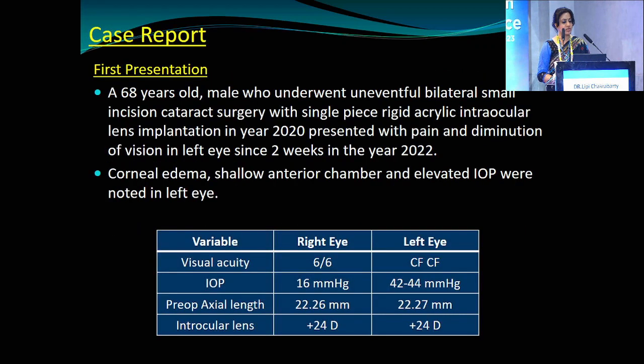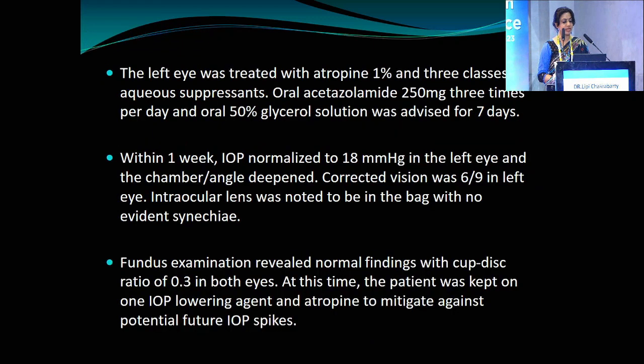So, the case report, first presentation: a 68-year-old male who underwent uneventful bilateral small incision cataract surgery in the year 2020, presented with pain and diminution of vision unilaterally in the left eye in the year 2022. So after 2 years of cataract surgery, he presented with features of malignant glaucoma: corneal edema, shallow anterior chamber, and elevated IOP noted, 42 to 44 millimeters of mercury. Pre-op axial length was almost normal in both eyes with an intraocular lens implanted of plus 24 diopters.